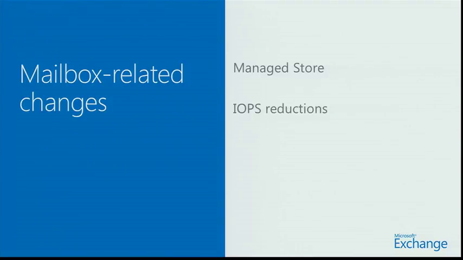We also have more IOPS reductions. Okay, and this is another significant win. We've been able to reduce IOPS every version since Exchange 2003. In 2007, that reduced IOPS over 2003 by 70%. In 2010, that reduced it by another 70%. I'm going to save what the reduction is until I get to that. It's going to blow you away.